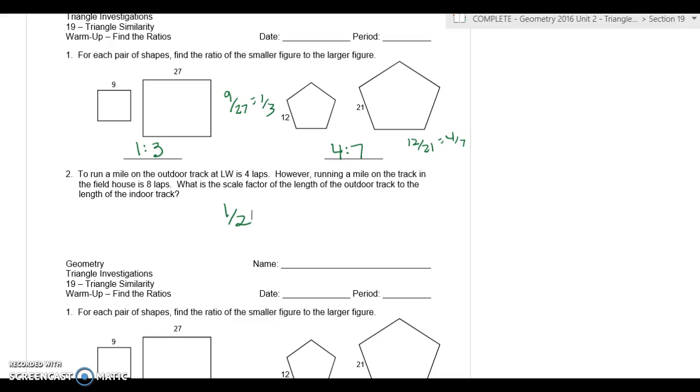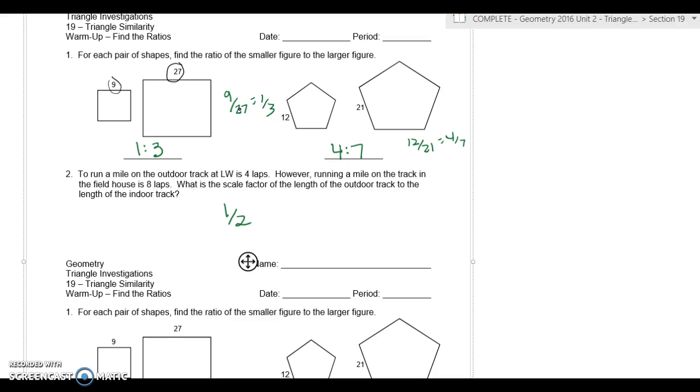So in our warm-up here, for each pair of shapes, we're going to find the ratio of the small figure to the large figure. So we're looking at corresponding parts, and these are parts of the two shapes that line up. So in other words, if we were to change the size of it, they would overlap each other. So if we look at 9 and 27, those are overlapping pieces. So 9 over 27 is our ratio of the smaller figure to the larger figure. So we're going to call that a 1:3 ratio because we'll want to reduce it.